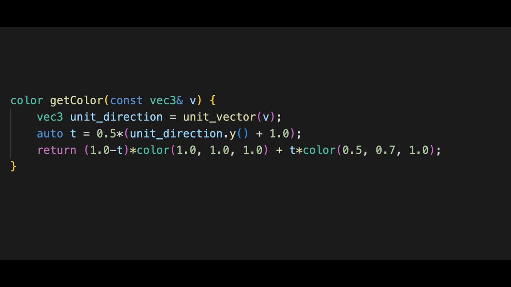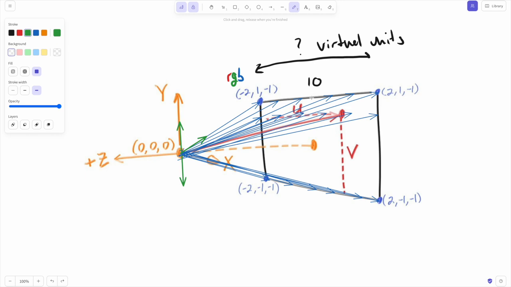So we'll add 1 to it to ensure it's above 0, then multiply by 0.5 to get a number between 0 and 1. We'll call this number t, and we'll create a pixel with this formula, color 1, 1, 1 being white and 0.5, 0.7, 1 being a shade of blue. So as t gets closer to 1, it'll be more blue, and closer to 0, it'll be more white. The y component of a unit vector pointing here will be the most positive, and here will be the most negative.